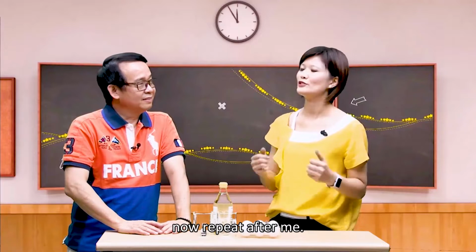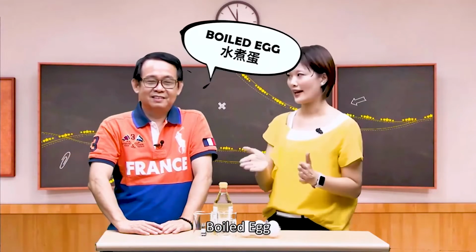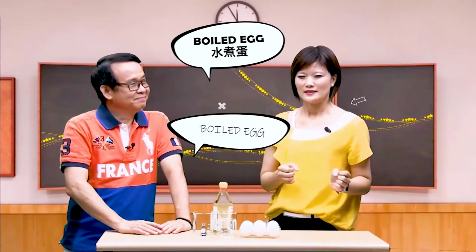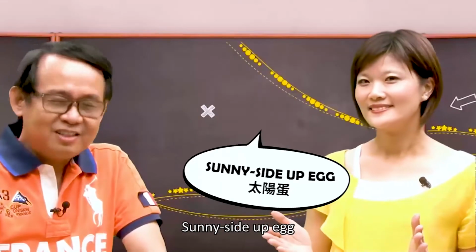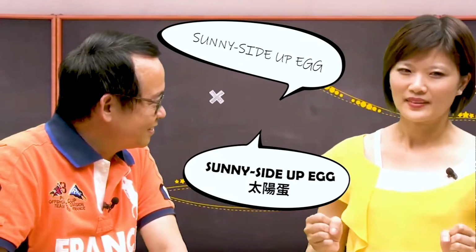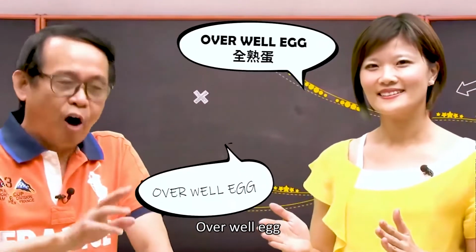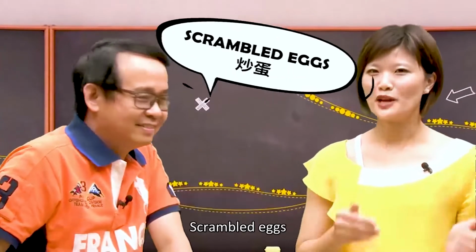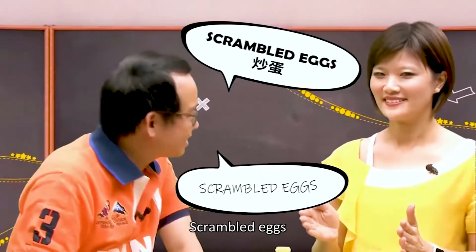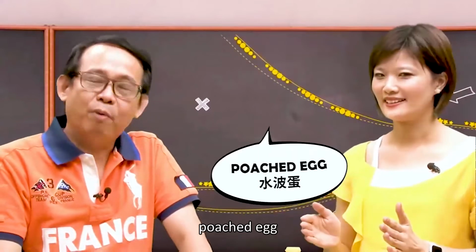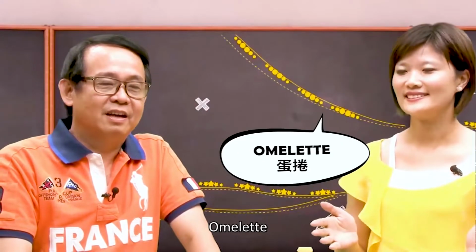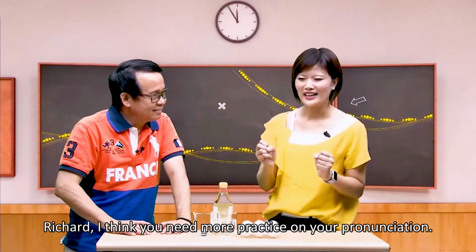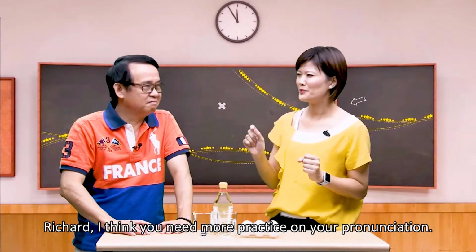Okay, Richard, now repeat after me. Boil your egg. Sunny side up egg. Over-well egg. Scrambled eggs. Poached egg. Omelette. Richard, I think you need more practice on your pronunciation.